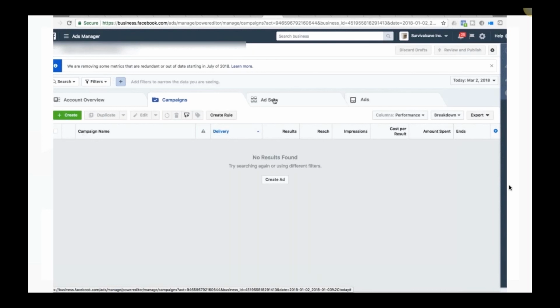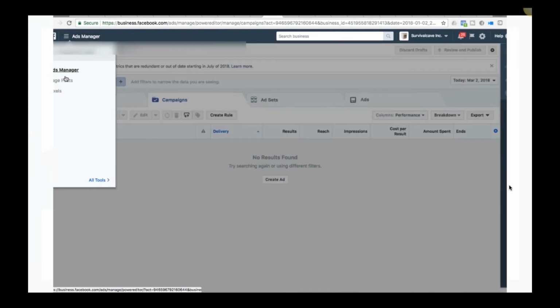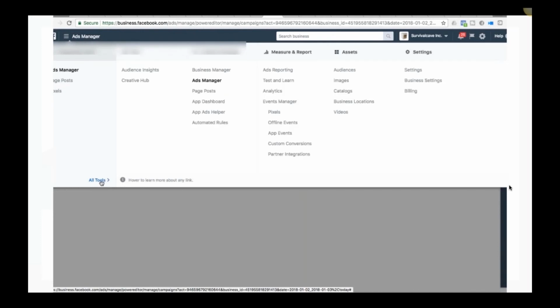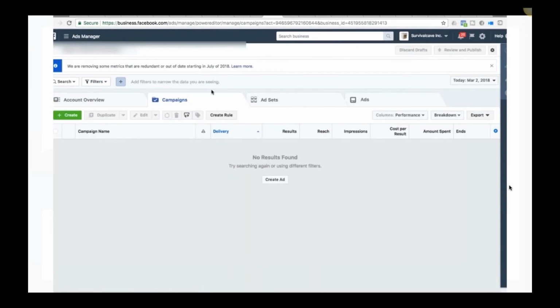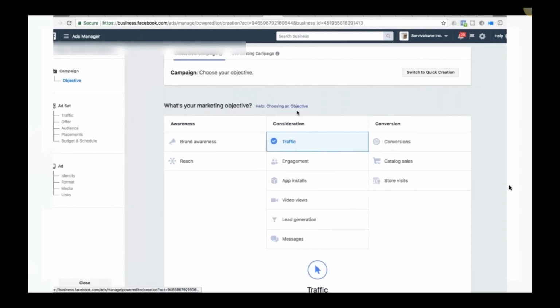Now, what I like to do is I like to do a post, and what you do is you go up here, and if you go over here to all tools, you're going to see this pop out right here. Then I would go to page post here and go ahead and post it. So let's go back to our ads manager, and we're on the campaign tab here. So let's create a campaign, and the campaign is going to be one of these choices down here.